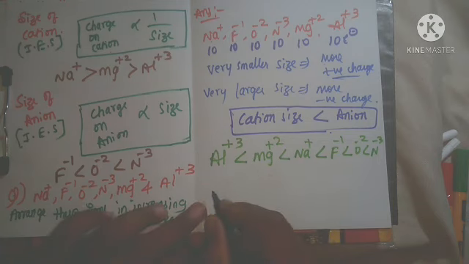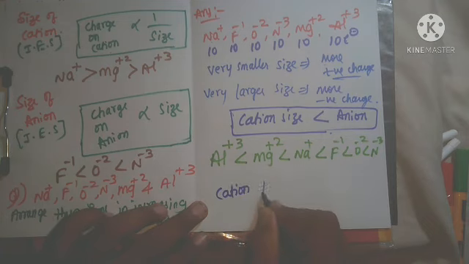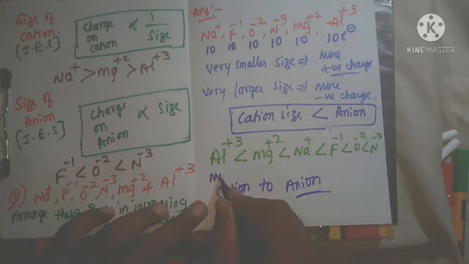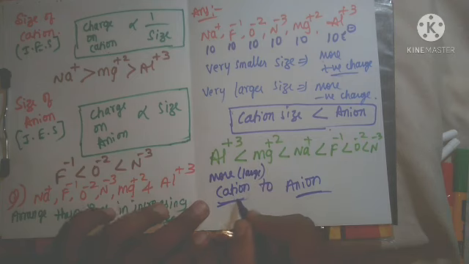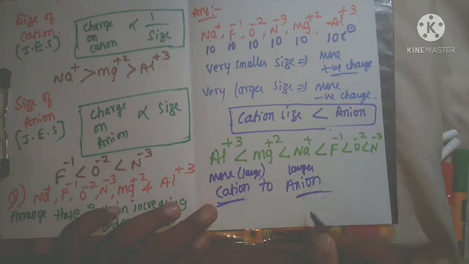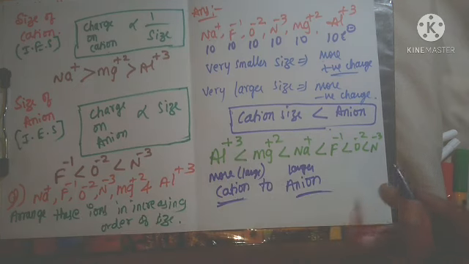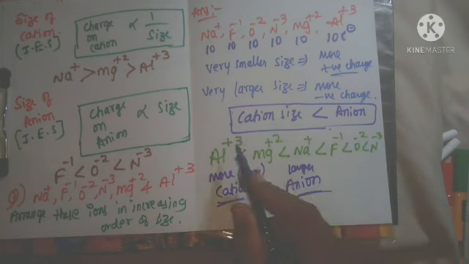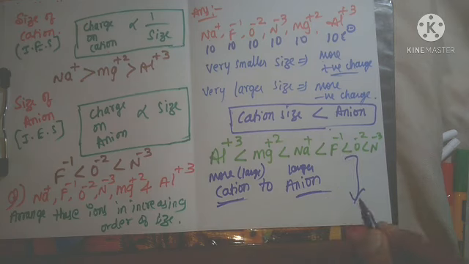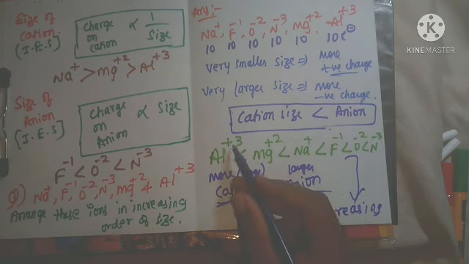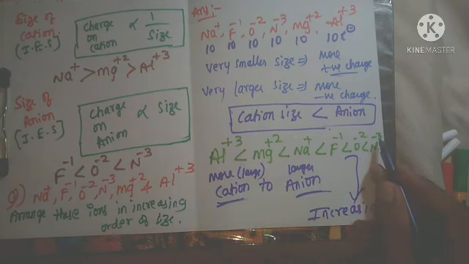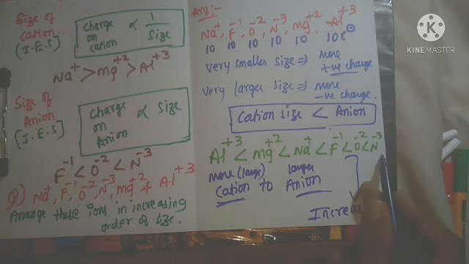Now just remember, you have to write sizes from cation to anion, from larger positive charge to larger negative charge. More positive to more negative, you have to write the order, and it will be the increasing order, not decreasing order. More the positive charge, very much lesser will be the size. More the negative charge, very much larger will be the size. In this way you have to write the order.